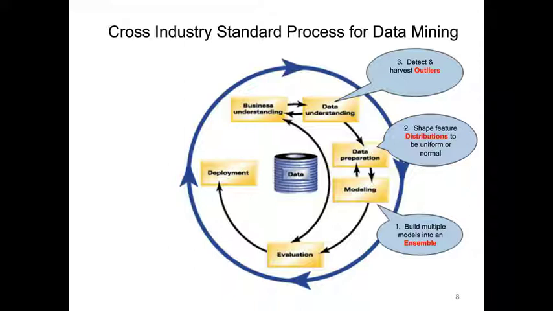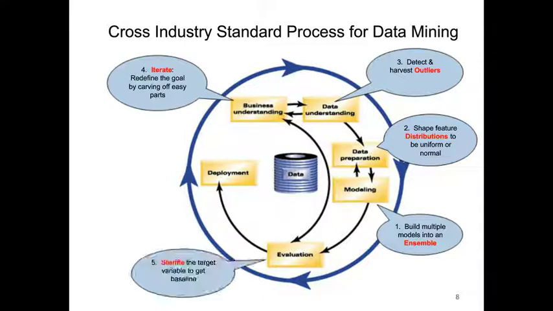Fourth on the list, to iterate. Define your problem as you might want to change the goal of your problem by carving off easy parts of the problem or merging together some of the classes, and we'll look at some interesting examples there. And then the fifth one is to shuffle the target variable to get a baseline.